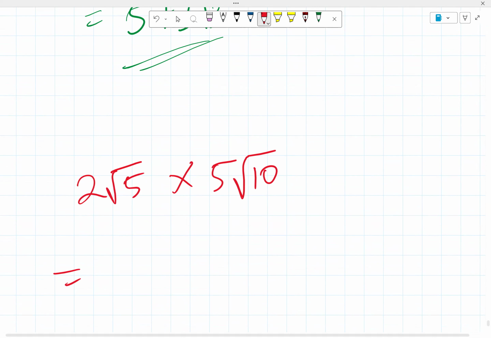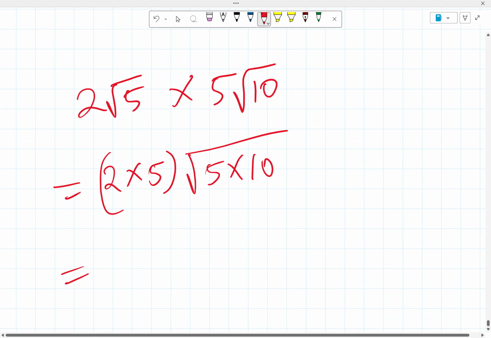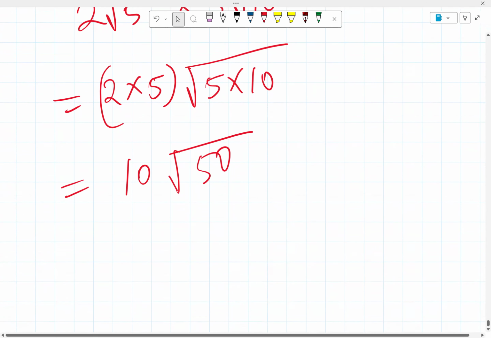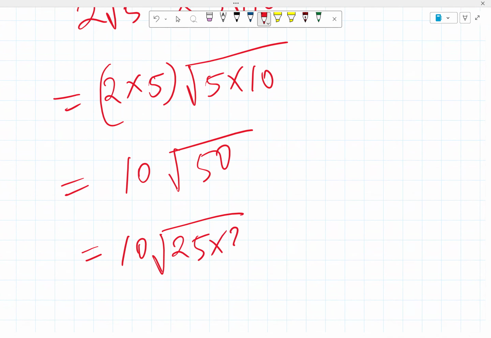So again, as usual, what we do is multiply the numbers, the coefficients, that's 2 times 5, then multiply the roots. That's 5 times 10 here. So you have 2 times 5, that's 10, root 50. So from 50, we can factor out a perfect square that is not 1. That is square root of 25 times 2.